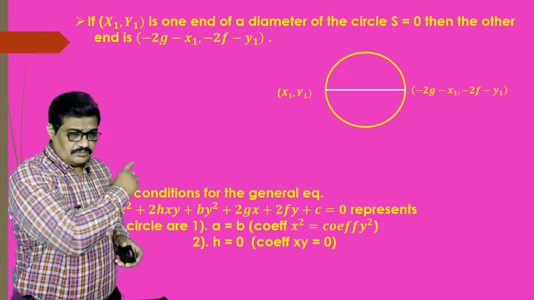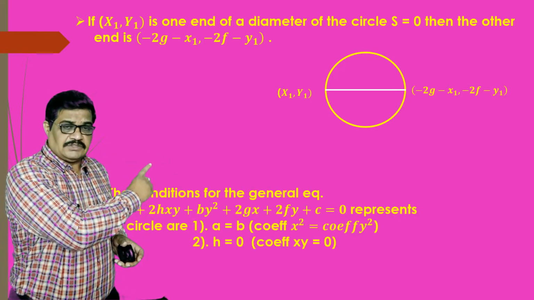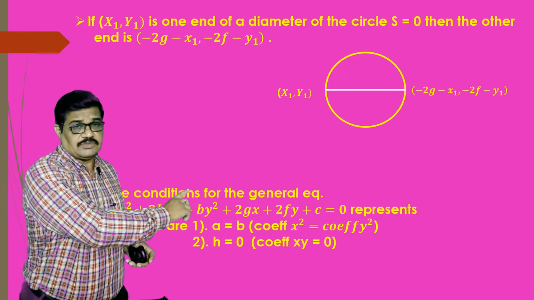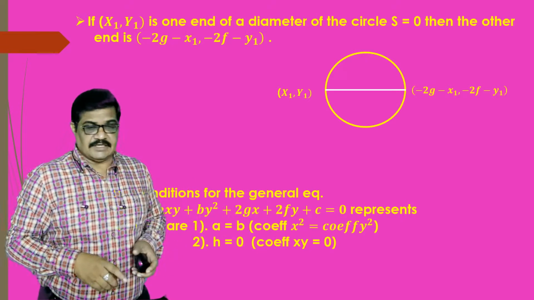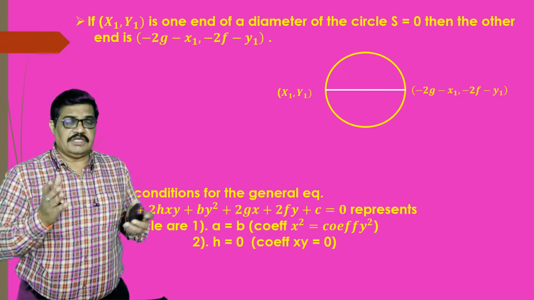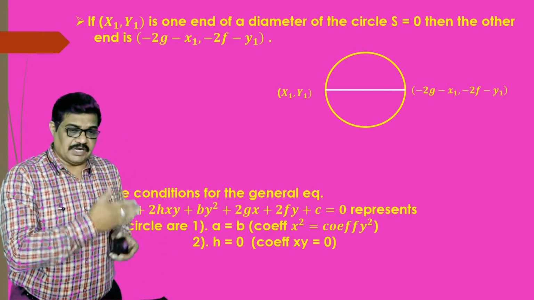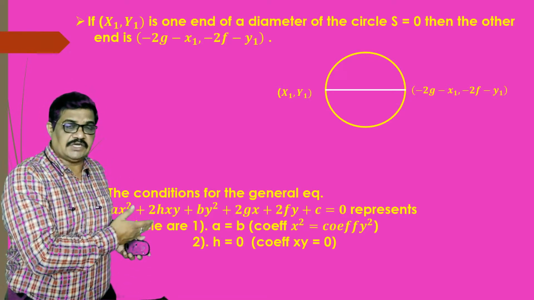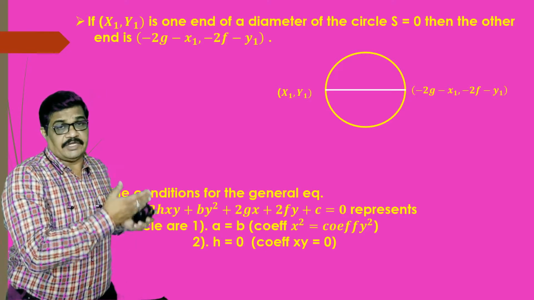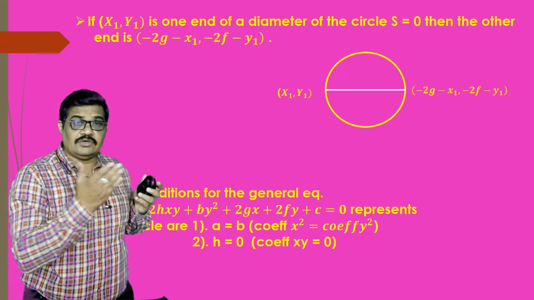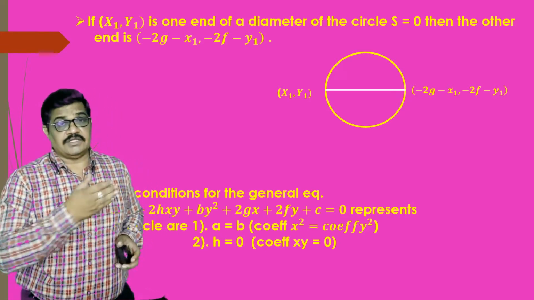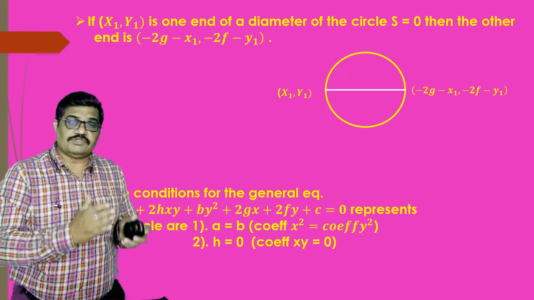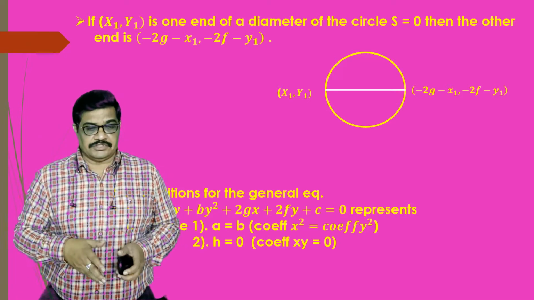Next, the conditions for the general second degree equation ax square plus 2hxy plus by square plus 2gx plus 2fy plus c is equal to 0 to represent a circle. These are the conditions. First condition, a is equal to b, that is coefficient of x square is equal to coefficient of y square. And the second condition is h is equal to 0, that is the coefficient of xy is equal to 0.